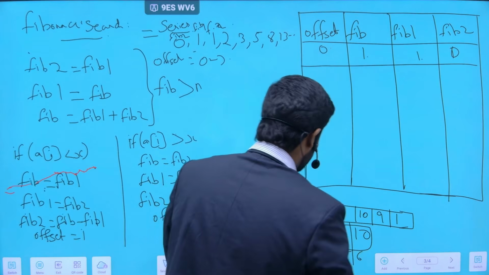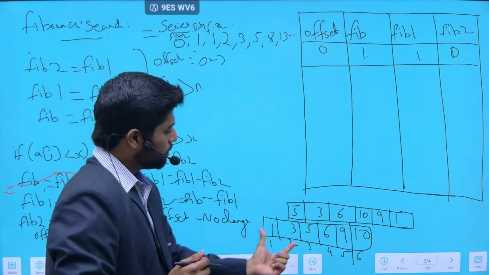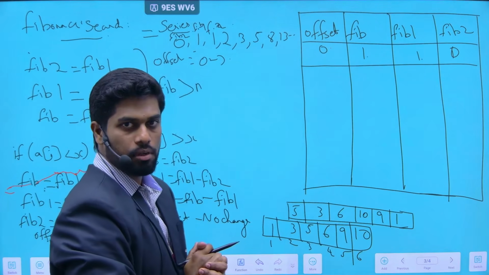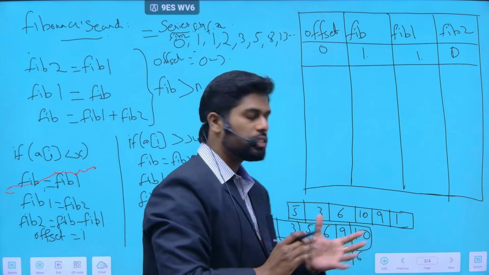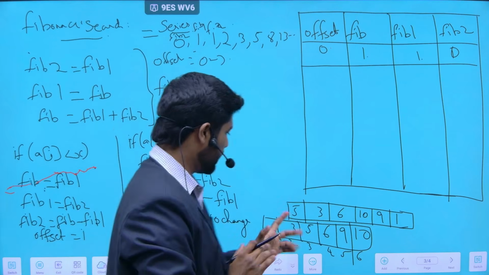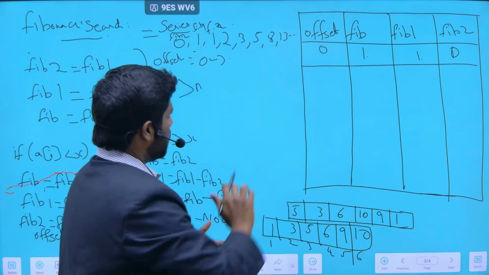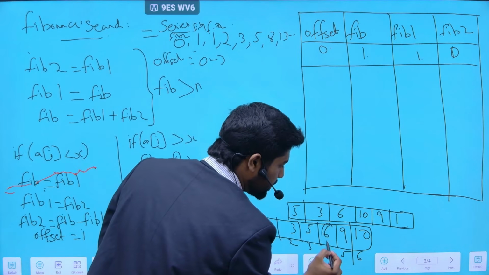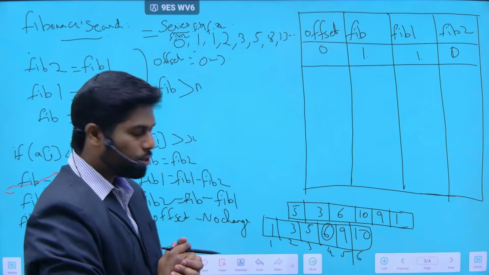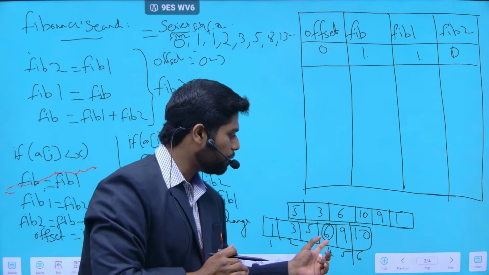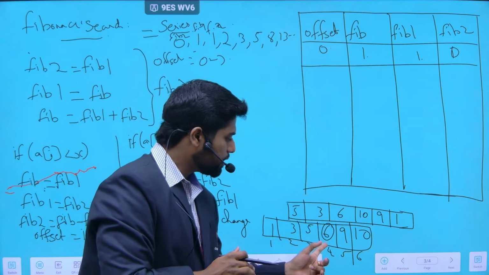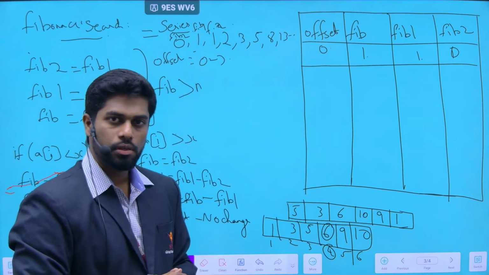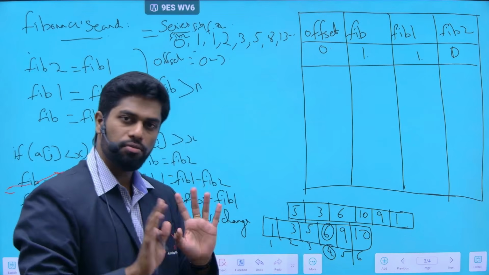Now we'll have these positions as the Fibonacci series. First, I'm going to search for the element 6. 6 is at which position? It is 4. 6 is at position 4.